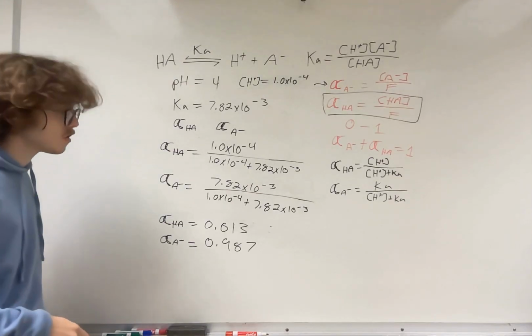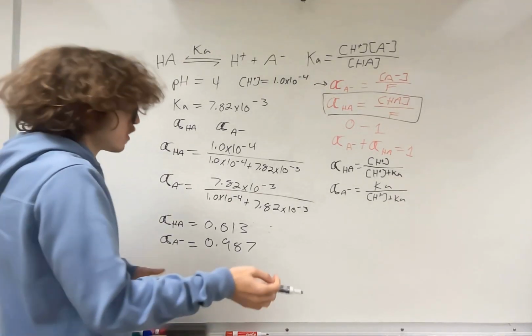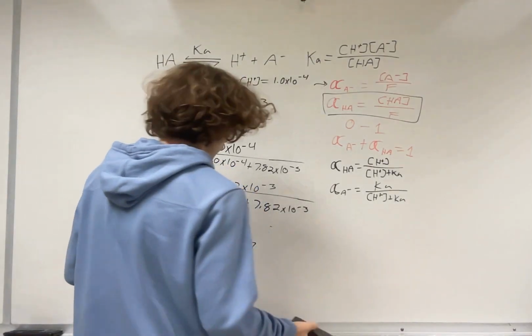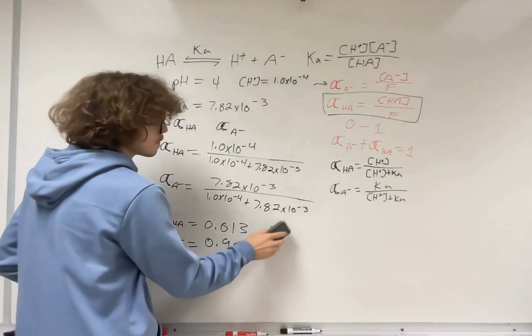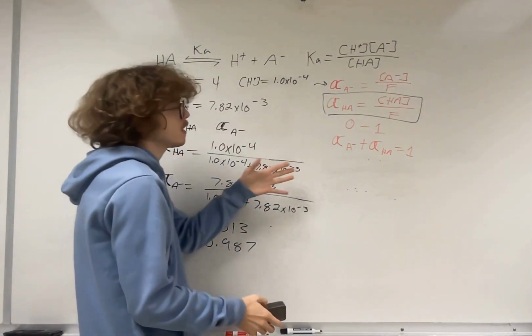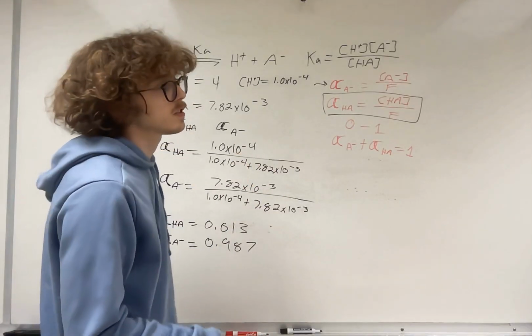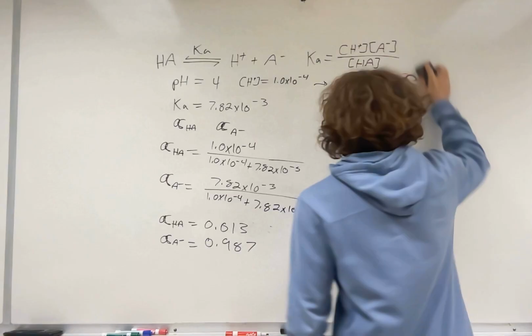Now I want to get into what happens if you have polyprotic systems, more than one acidic proton. So take a screenshot if you want. I'm going to erase everything right now. So if you needed notes, rewind or do whatever you need.